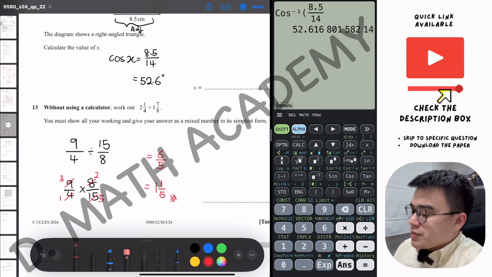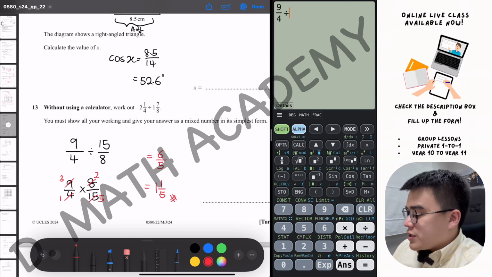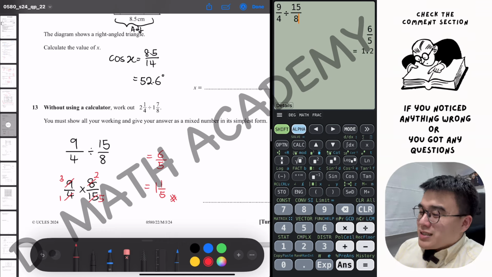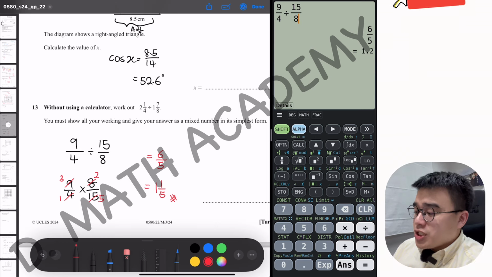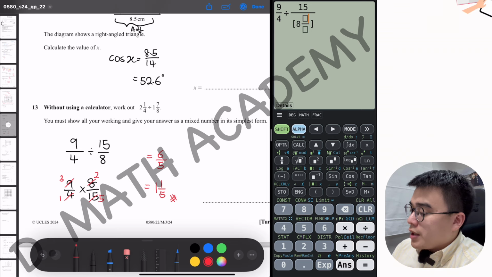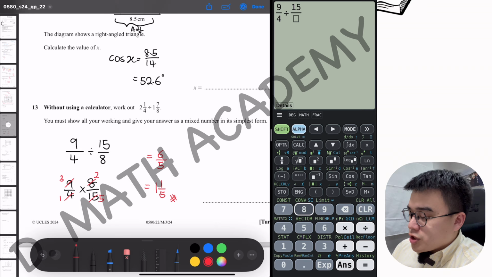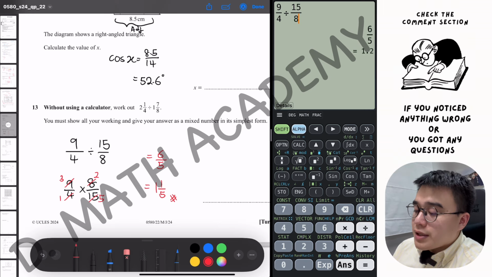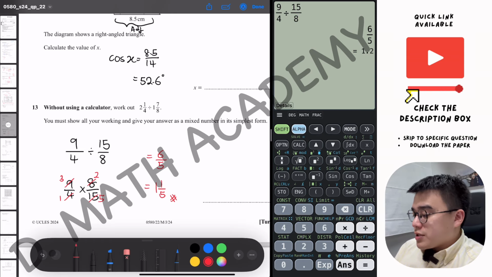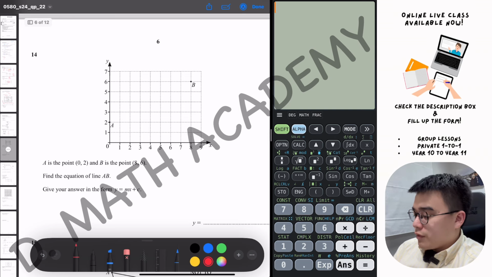The reason why I forced myself not to use calculator is because very likely after the syllabus change, for whoever watches this after this last October November session, moving forward, this type of question will appear only in the non-calculator paper, which is the updated paper too. So please have some preparation not to rely too much on calculator going forward.